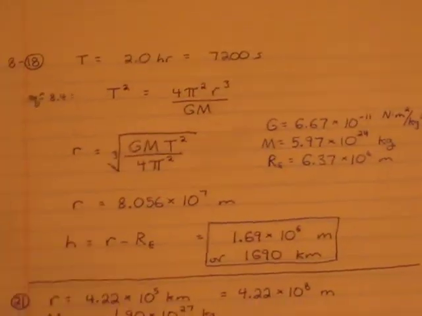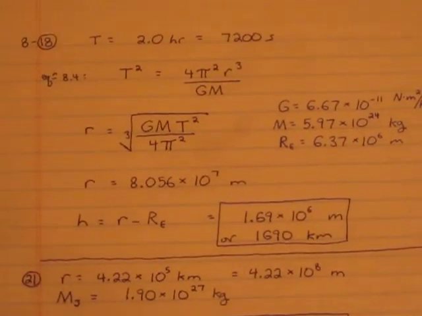Number 18. At what altitude will a satellite complete a circular orbit in 2 hours?